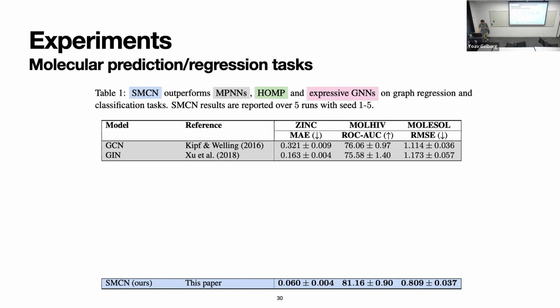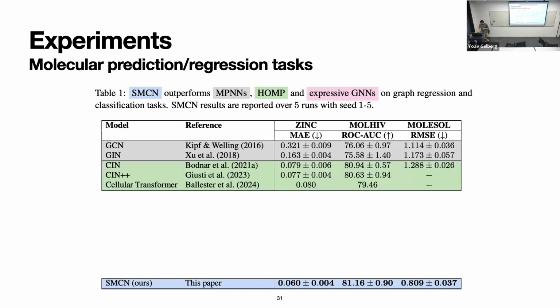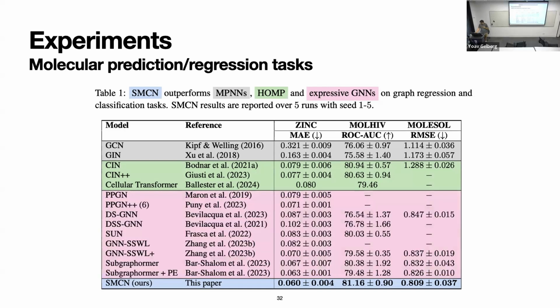And so we compare our models to three classes of baselines. First, we compare it to standard message passing neural networks, MPNNs. Then we compare them to standard topological deep learning methods, all variants of higher order message passing. And then we compare them to expressive GNNs. And we see that our method basically outperforms all of these baselines, which highlights the value of expressively leveraging the topology of the data.